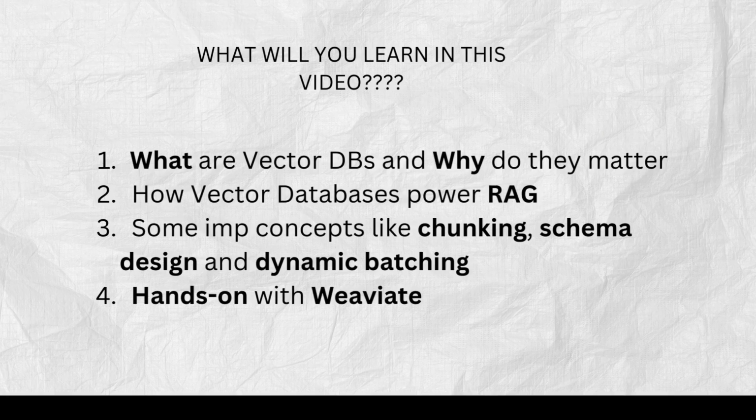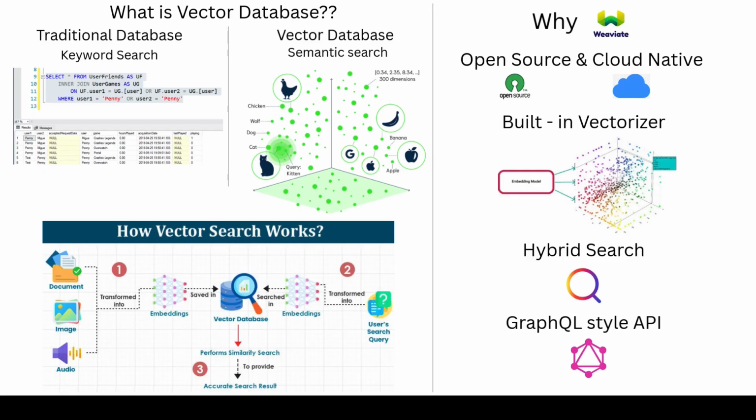So first, what exactly is a vector database? In simple terms, it's a type of database optimized for storing and querying vector embeddings, which are those high dimensional numerical representations of data like text, images, or audio. So instead of exact keyword matches like in traditional databases, vector databases allow you to perform similarity search, meaning they help you find semantically similar items, not just ones that match exactly. That's what powers stuff like ChatGPT's memory, AI search, recommendation systems, and many more.